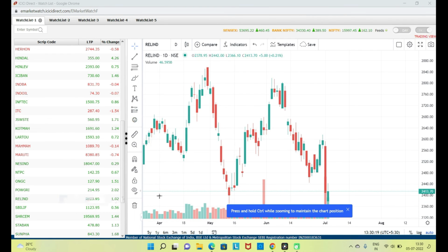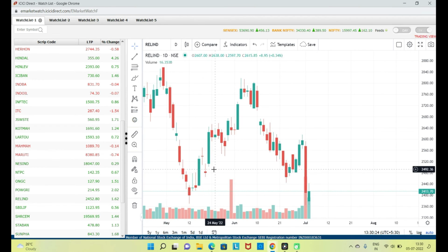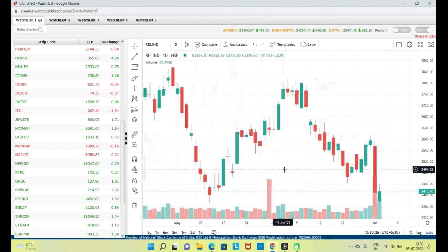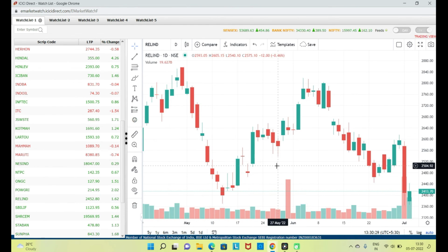In this chart of Reliance, I've taken a daily chart. You can see here, after the downfall, at the bottom you can see an inverted hammer, and after that you can see the stock has moved up. So this is an example of an inverted hammer. The body is really small and it has a little lower wick, and the upper wick, you can see, is double the size of the real body. So let's see one more example.